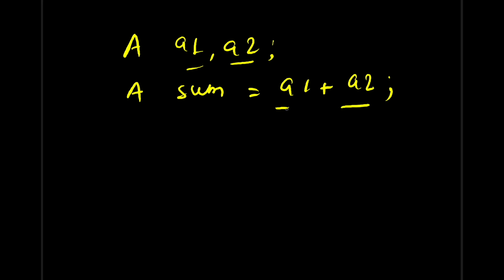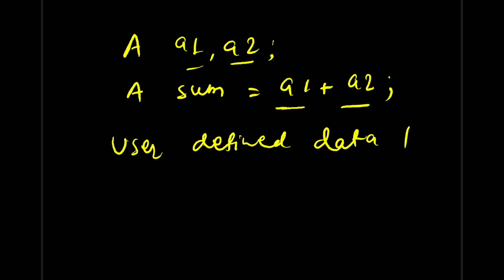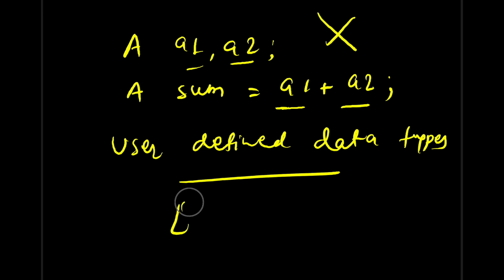This is not an inbuilt data type. This is a user defined data type, right? Our classes are user defined data types. These are not the inbuilt data types. So this operation cannot be performed by the compiler, and the compiler will give us an error, right?